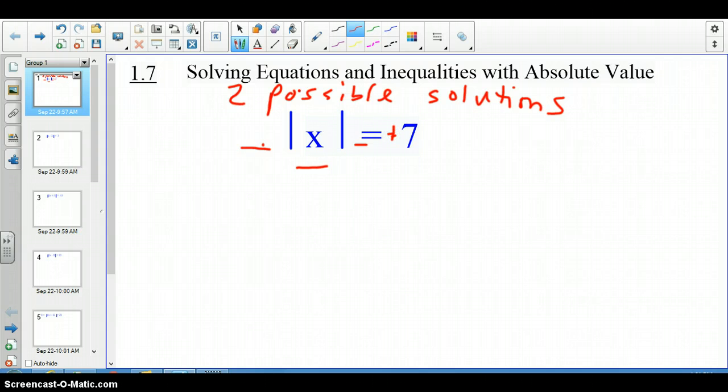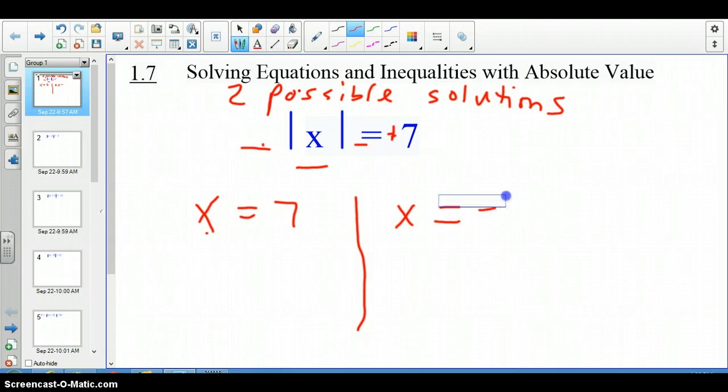So now let's set up our 2 equations. I'm going to take the stuff inside the absolute value, x, and set it equal to 7. Then I'm going to take the stuff inside the absolute value again and set it equal to the opposite of 7, which is negative 7. There are our 2 possible solutions. We can double check these by plugging those numbers in for x.